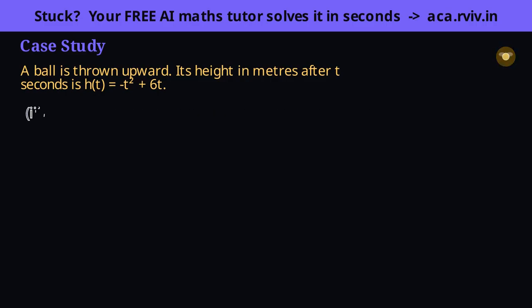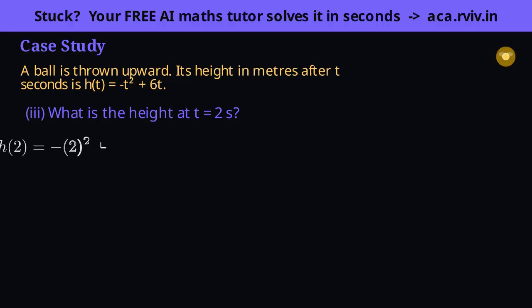Part 3 simply asks for the height at t equals 2 seconds. Now we are not finding a zero, we are evaluating the polynomial at a point. Substitute t equals 2, minus 2 squared plus 6 times 2 is minus 4 plus 12, which is 8 meters. So 2 seconds in, the ball is 8 meters up, well above the ground, exactly as we'd expect between launch and landing.